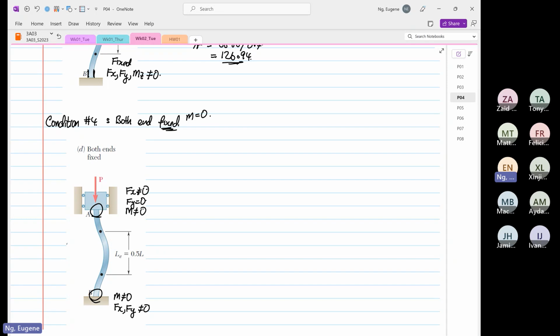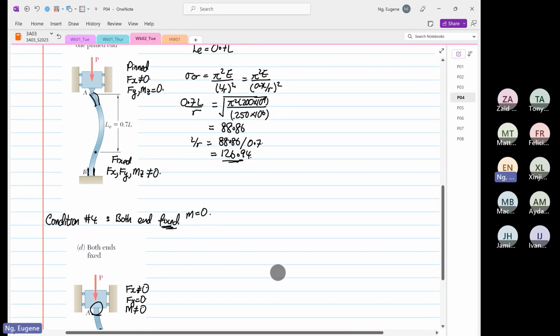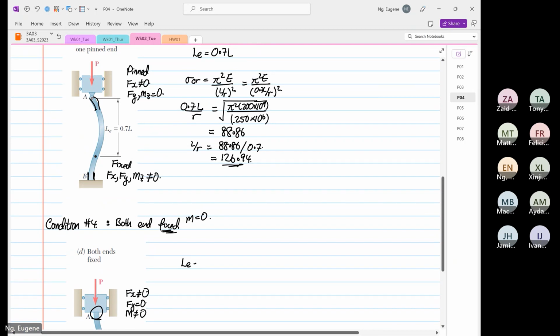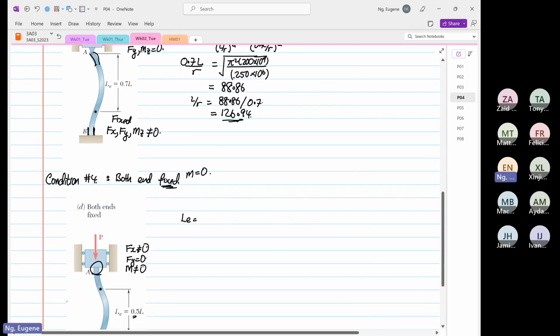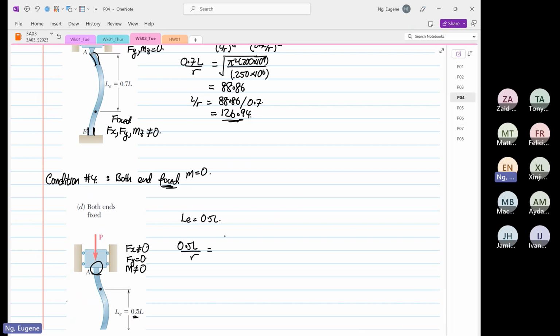So for this case, the interesting thing now comes to this. What we have now is LE is equal to 0.5 L. I'm not going to do the whole calculation again. So we know that 0.5 L over R is equal to 88.86. Therefore your L over R is equal to 88.86 divided by 0.5, which is equal to 177.72. So the resistance to buckling increases.